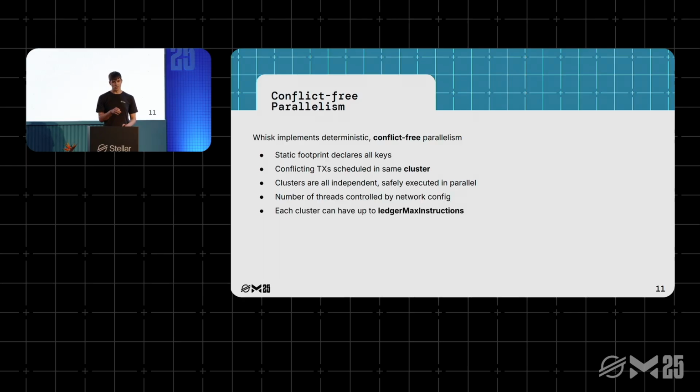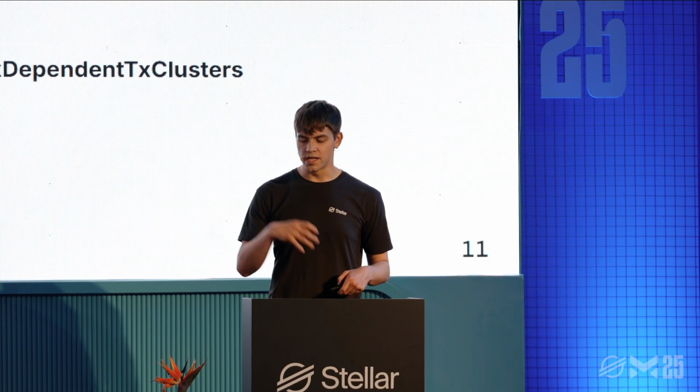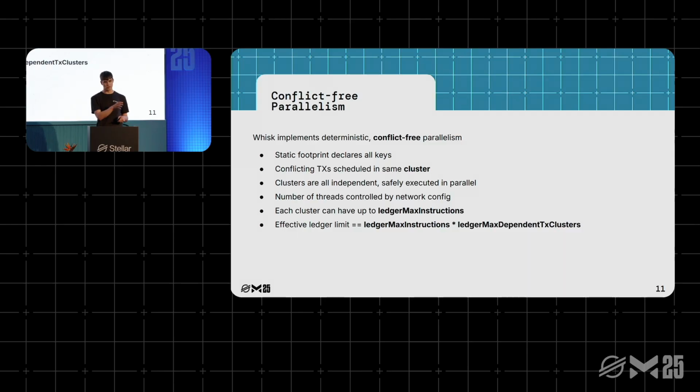Now, each cluster can have up to ledger max instructions. What this means is that in practice, the effective limit of your ledger is actually not your ledger max instructions like it was in Protocol 22, but rather your max instructions times the number of clusters you have.